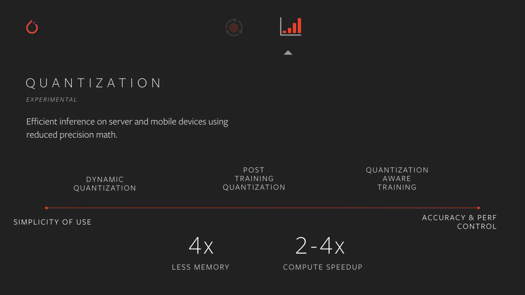Okay, and then moving to quantization, we mentioned quantization in that workflow at DevCon last year. We launched experimental support for quantization. For those who don't know, quantization is a great approach to building efficient inference on server and mobile devices using reduced precision math. In this case, we're talking about 8-bit integer. And what we've seen is a 4x reduction in memory footprint, as well as 2 to 4x speedup in compute, and in some cases it could be more depending on the baseline.